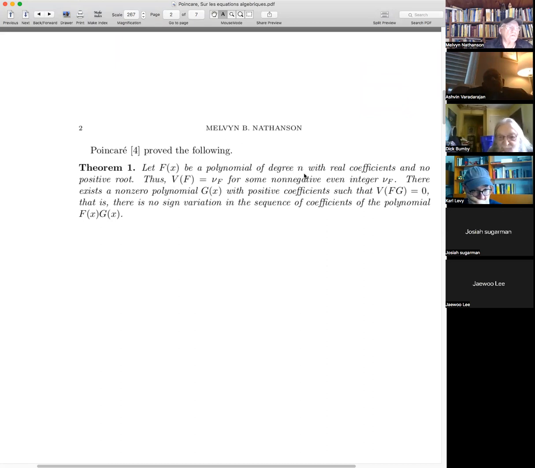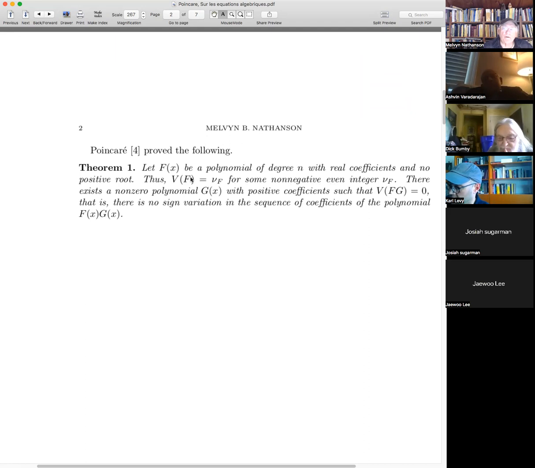Let f be a polynomial of degree n with real coefficients and no positive root. So in that case, v of f, which is the number of sign changes in the coefficients of the polynomial, all you know is it's some non-negative even integer. Now, if the world were nice, it would be 0. V of f would be 0, right?